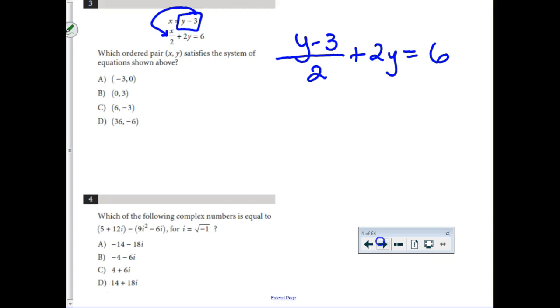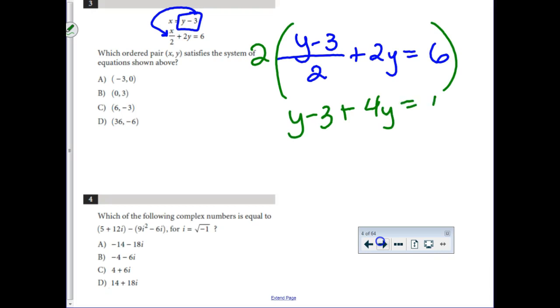I'm not a big fan of fractions, so I'm just going to come through and multiply everything here by 2. I'm going to double all the fractions. So like this first fraction, the 2's would cancel. And you get y minus 3. And then you get a plus 4y. And you get a 12. You don't have to do that, guys. I just really don't like fractions, so I like to knock them out.